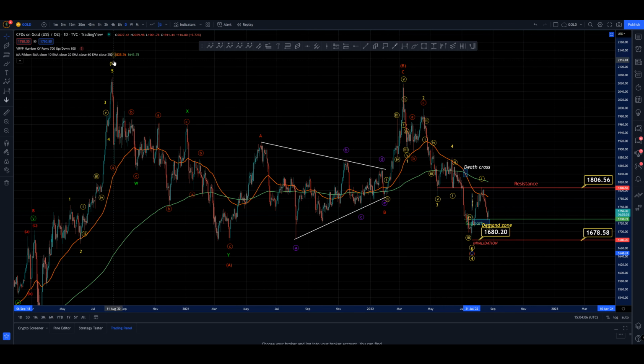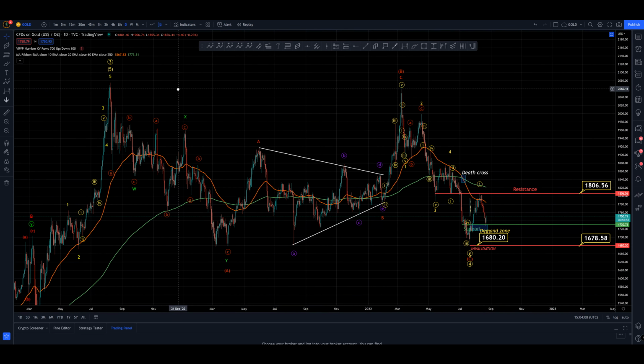So now let's get on. Now that we've discussed the benefits of joining the Green Star Patreon, let's get on now with the analysis for the day. So we're looking at gold.